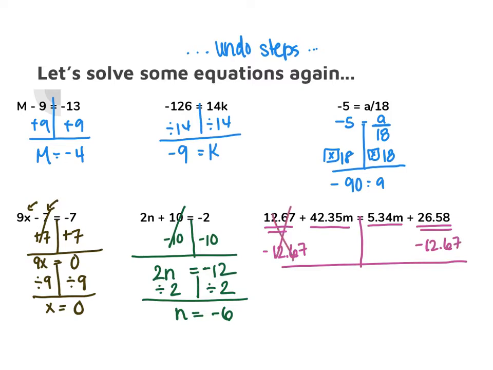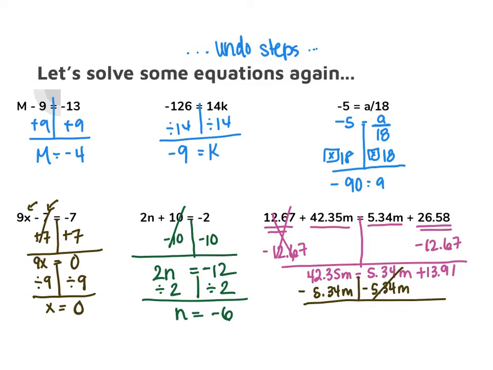Remember, when we combine like terms, I can only combine numbers with numbers and m's with m's. So I have 42.35 m equals 5.34 m, taking 26.58 and subtracting 12.67. I get 13.91. So all my numbers are together. Next step I need to do is move my m's together. Notice that 5.34 is a positive, so I need to move it by making it a negative. Again, that moves that completely out of there.